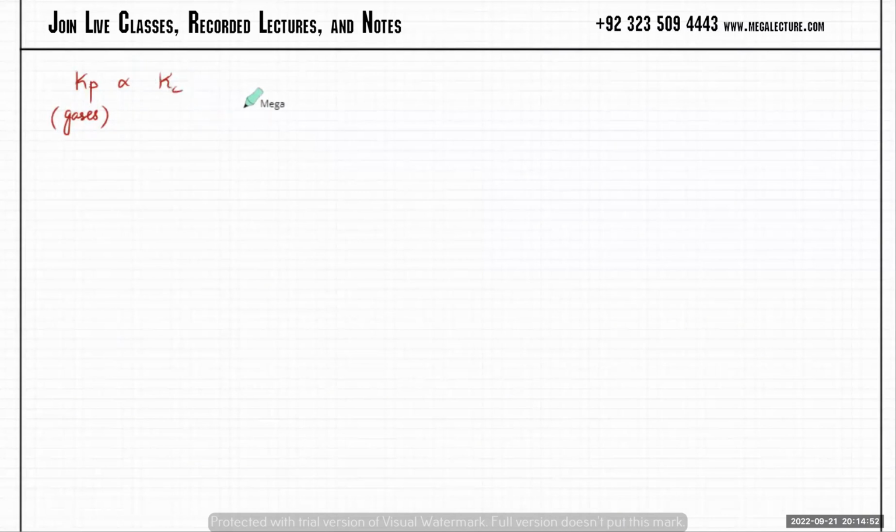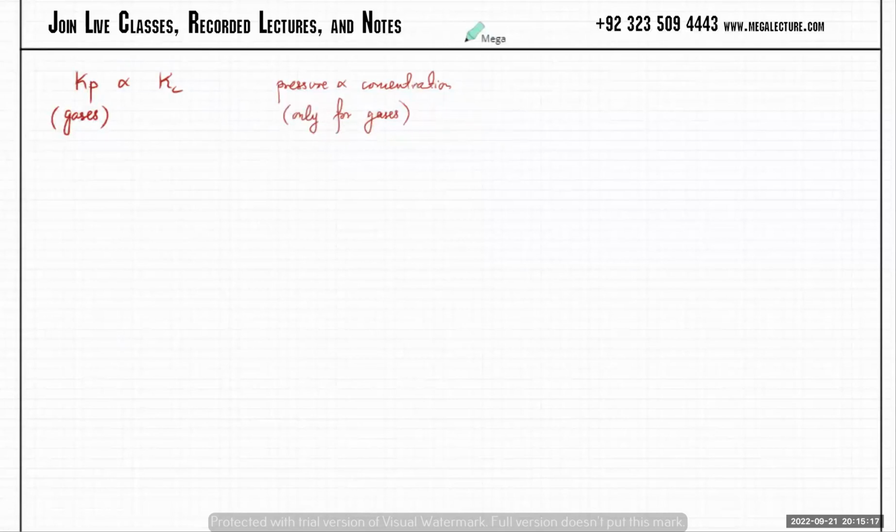Why? Because the concentration of a gas and the pressure of a gas are proportional. Pressure is proportional to concentration, but this is only true for gases. Normally you don't use the word concentration for gases.